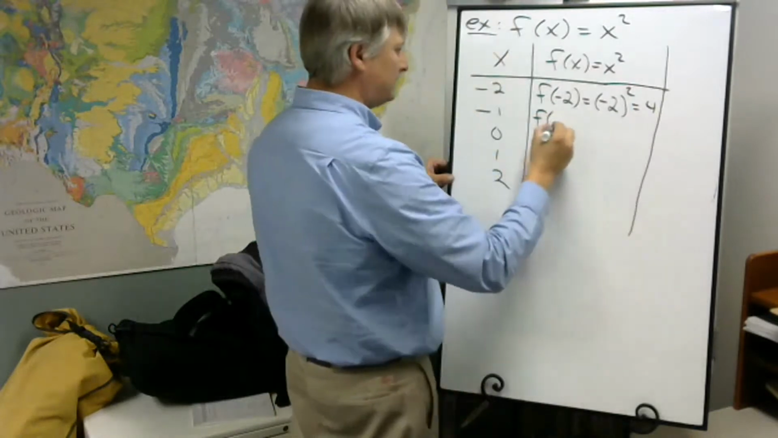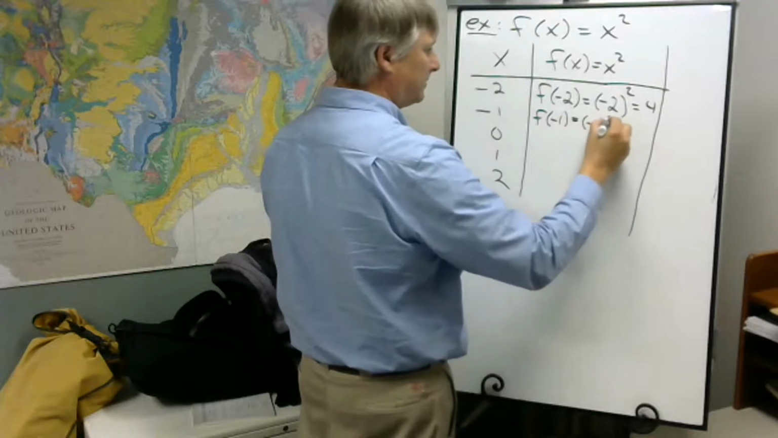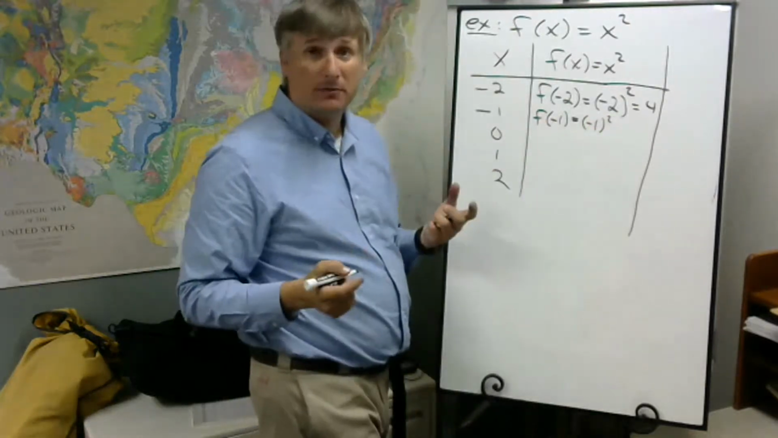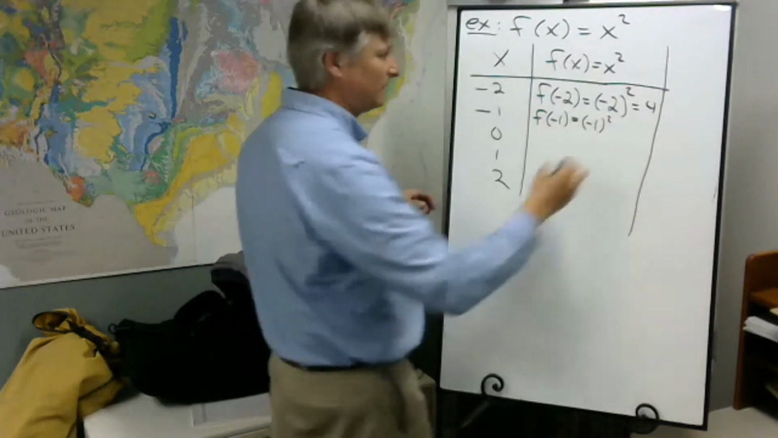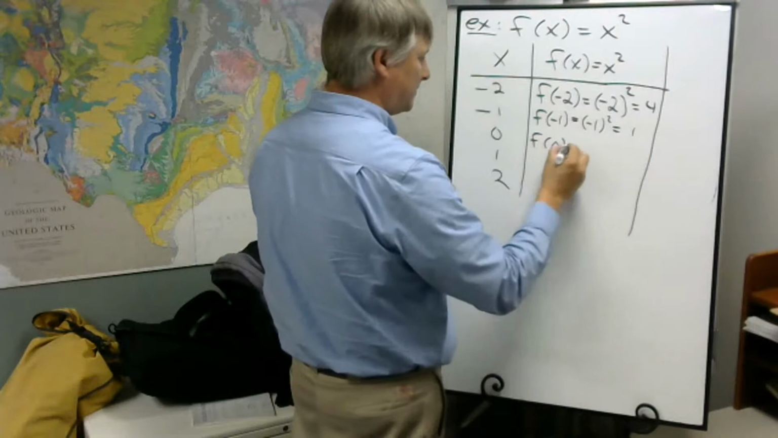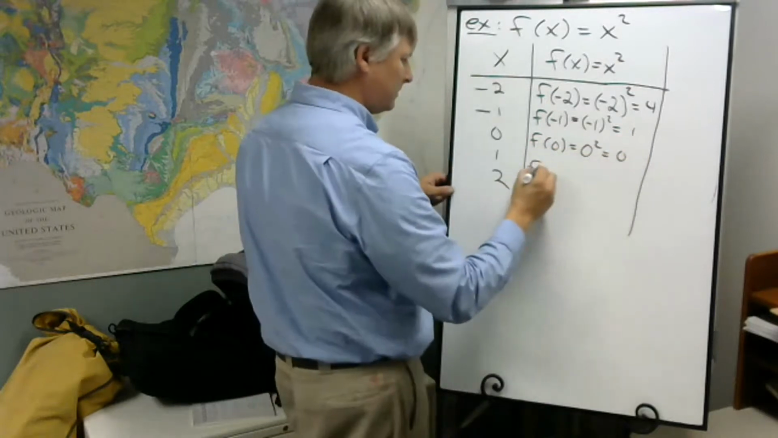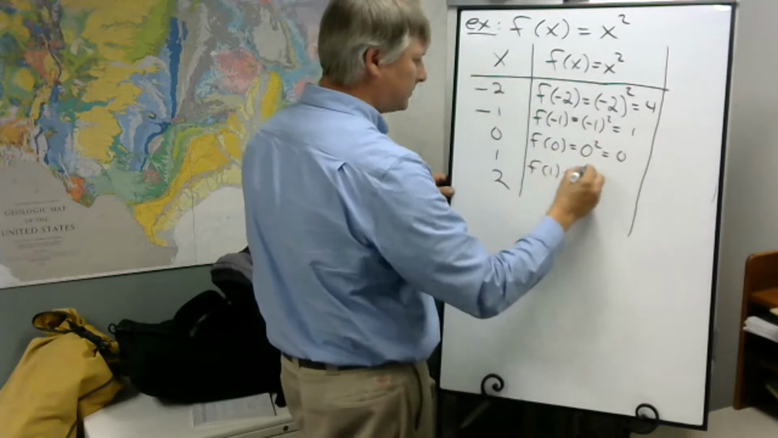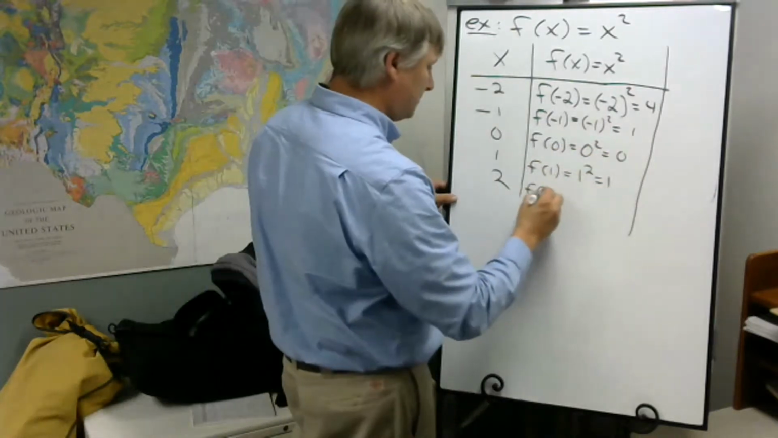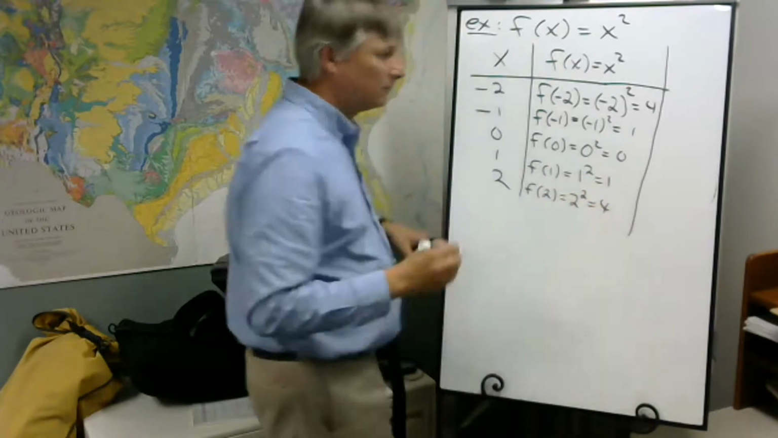Or f of -1 will be -1 squared, again replacing all the x's with whatever went in between those parentheses in front of the f. And that's just 1. F of 0, 0 squared, 0. F of 1 is 1 squared, or 1. And f of 2 is 2 squared, or 4.